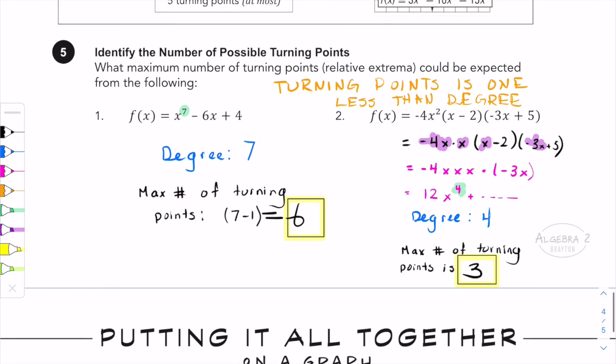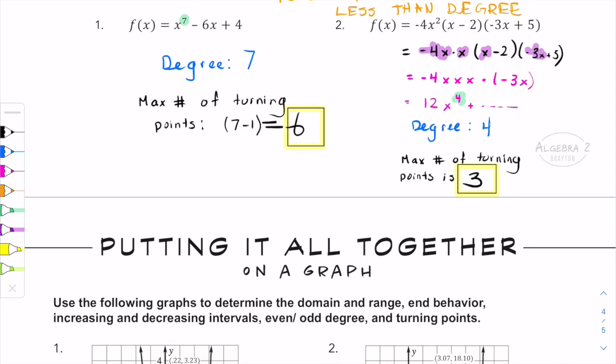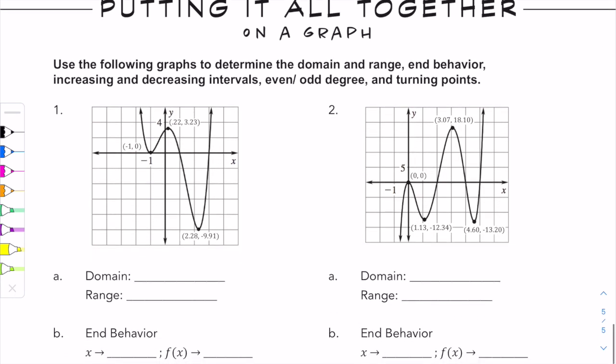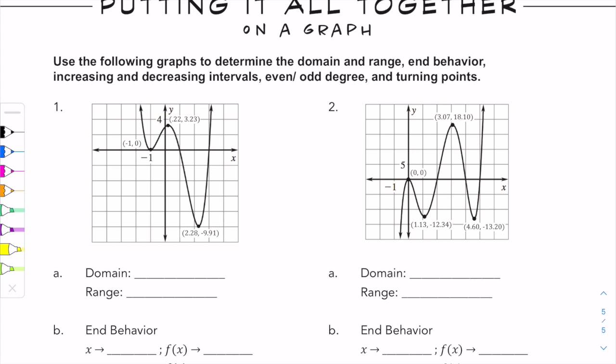Okay, for the last section, it says putting it all together. This is basically an on your own section, and it's putting everything together over the last couple of lessons that we learned about polynomial functions. So this year we're really going to stop at this lesson.